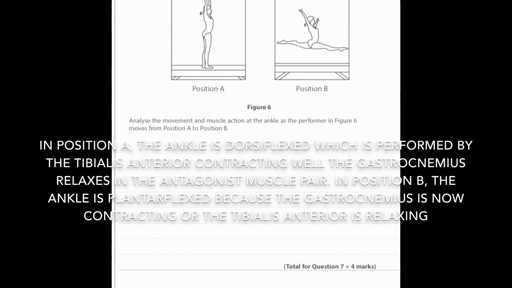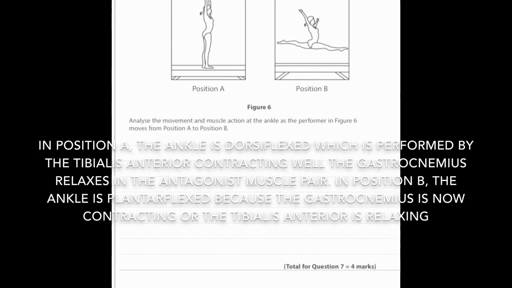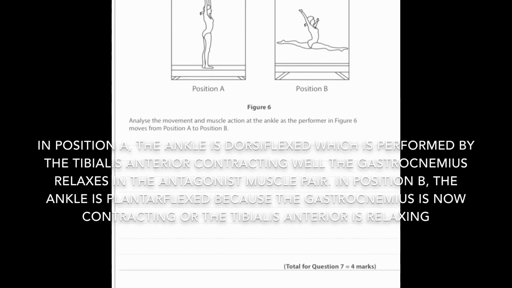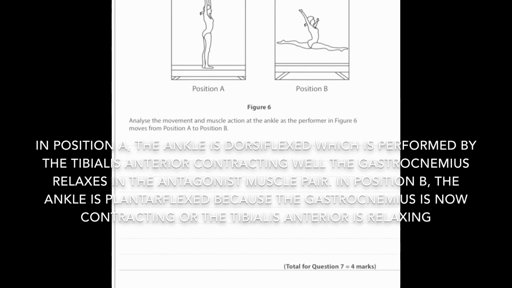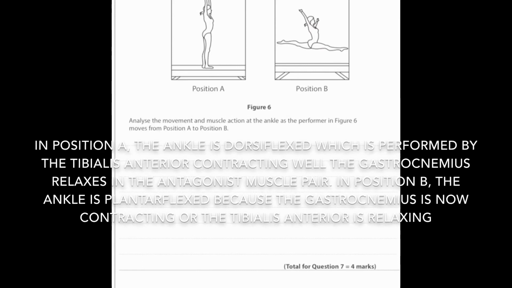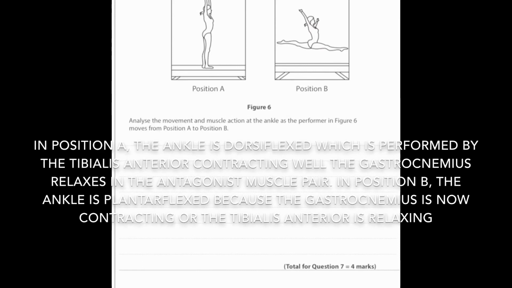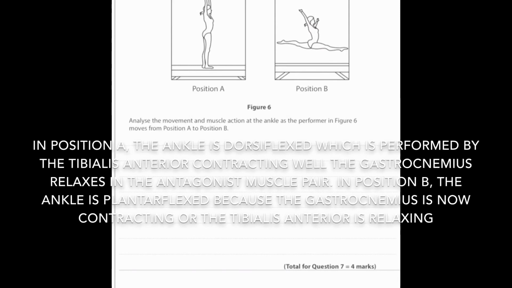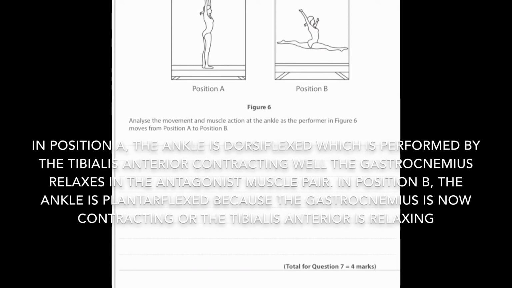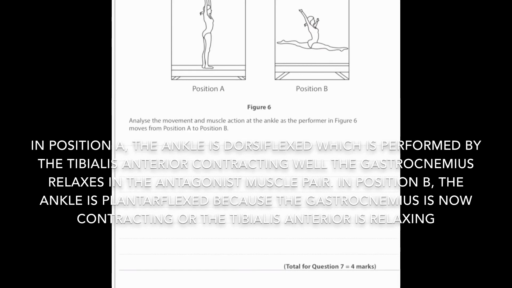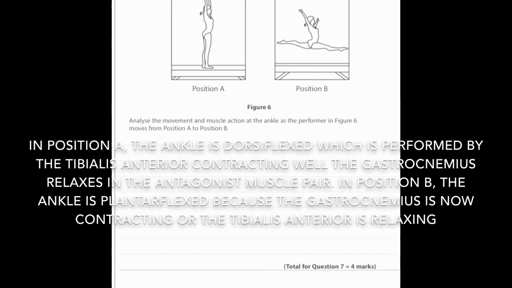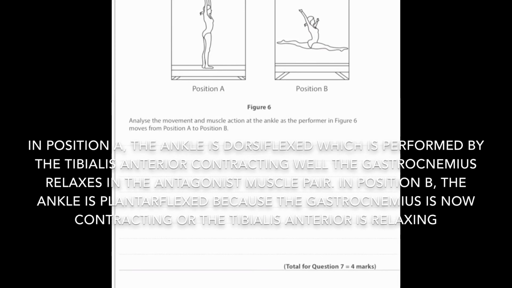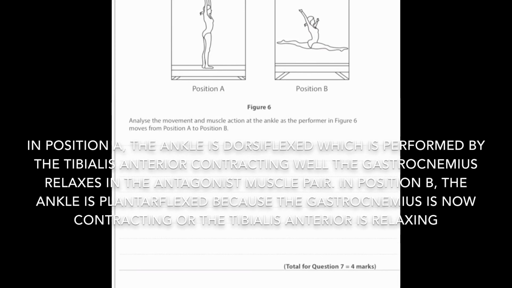So I get 1 mark for saying that the ankle in position A is dorsiflexed, and then we get another mark for explaining how this is performed, which is because the tibialis anterior is contracting while the gastrocnemius relaxes. And then we get another mark for saying in position B the ankle is plantar flexed. And then your final mark is for saying the gastrocnemius is now contracting while the tibialis anterior is relaxing. And that would give you your full 4 marks for that question.